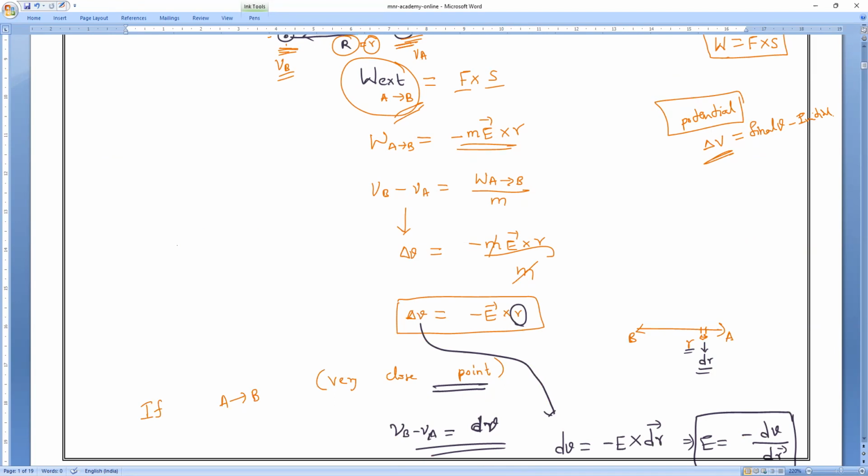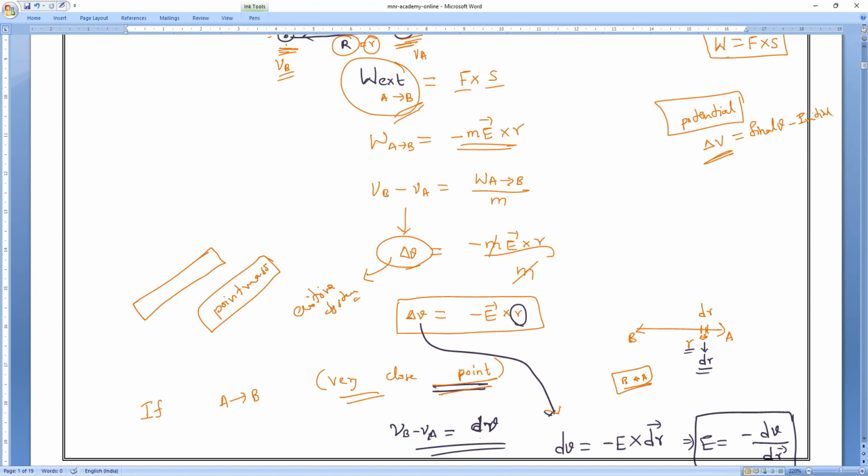Now, this is for the whole body, the entire system. But we always need a point mass. So I am considering a very small distance. If A to B are very, very close points, imagine a very small point, then the small distance we consider as dr. Delta V means the change in potential of the entire system. But we are taking a particular part, that is why it will become dV.